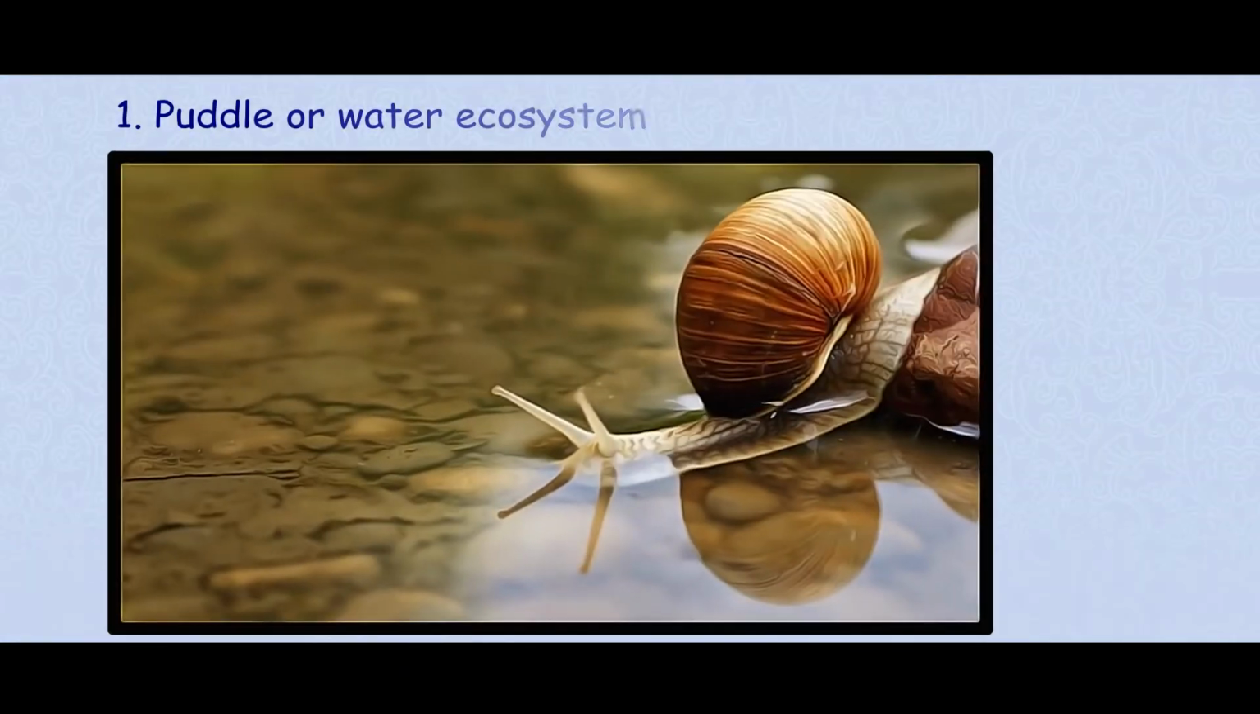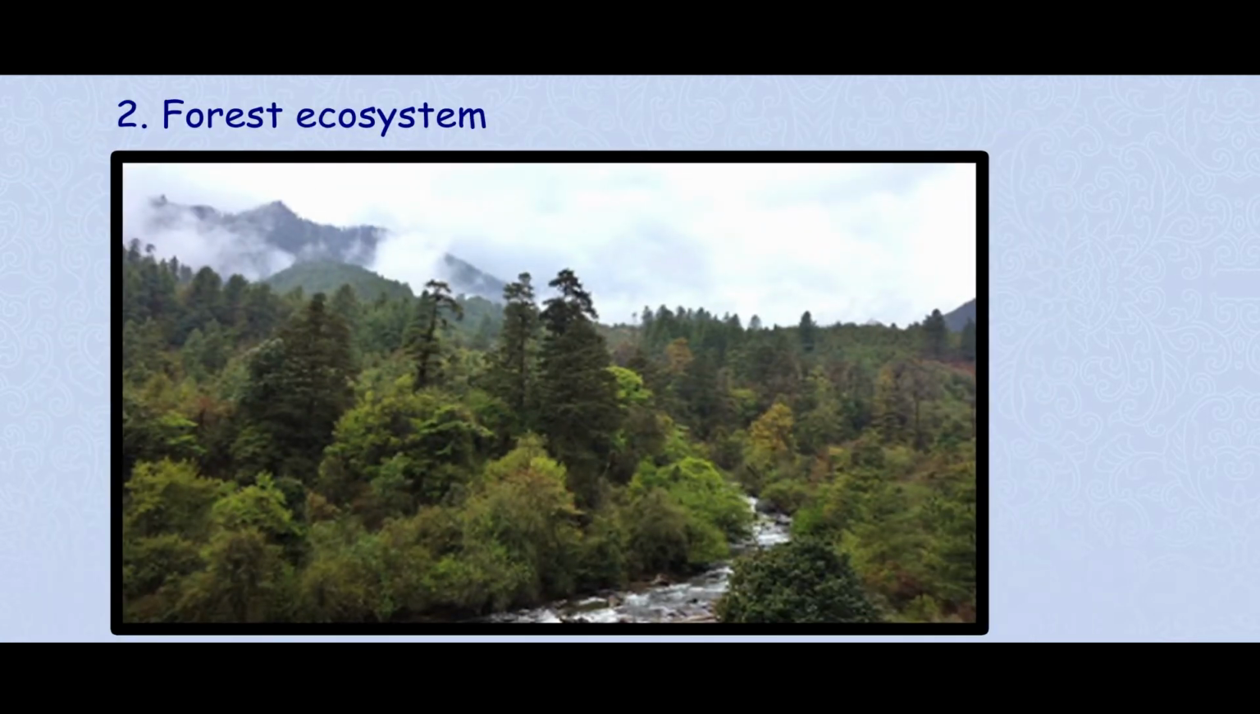I'm sure you would have seen a puddle in which there are so many insects or living organisms living, surviving, growing, and reproducing there. So that constitutes a puddle ecosystem, or maybe a water ecosystem in a broader term. You may have also seen such a structure in nature, a forest. This constitutes a forest ecosystem.